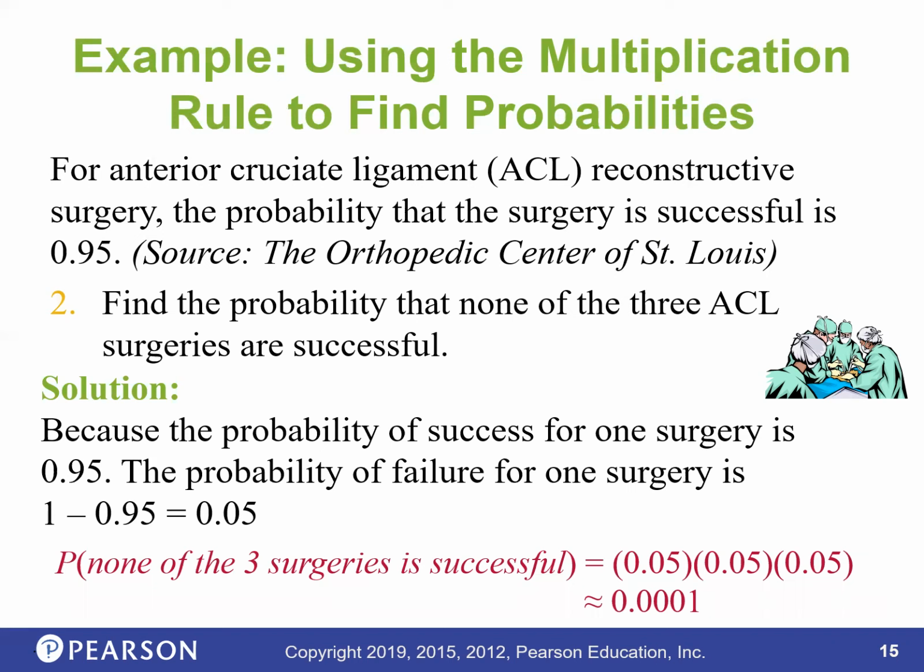So 0.95 is a success rate, right? Subtract from 1, you get 0.05. Multiply times 3, 0.0001. Okay, are we good there? So it is not altogether, it is by each. There we go.